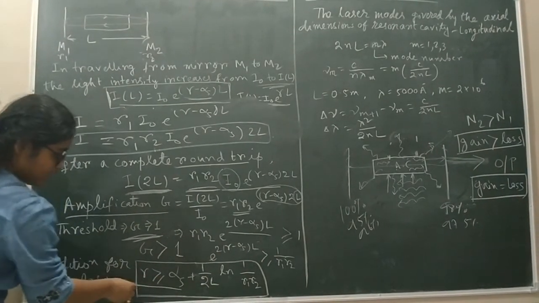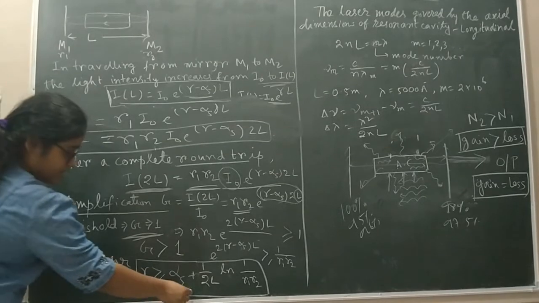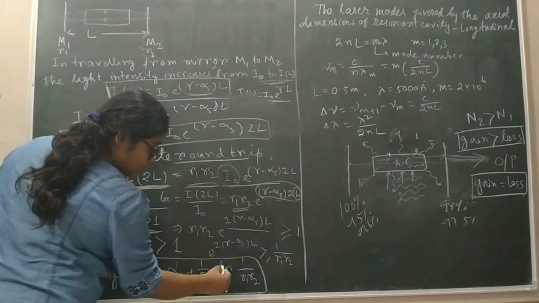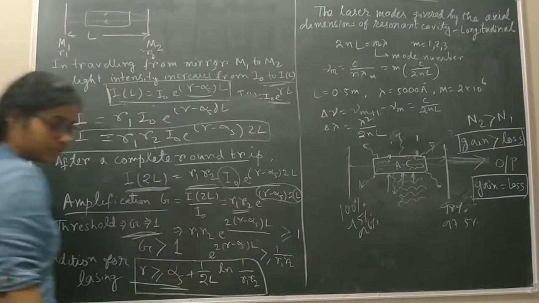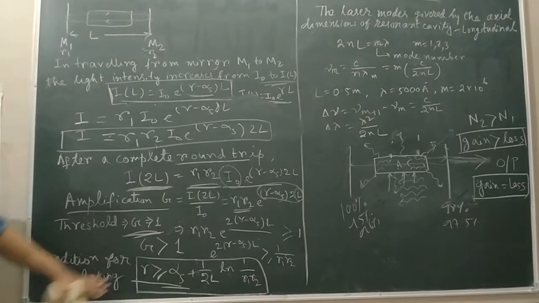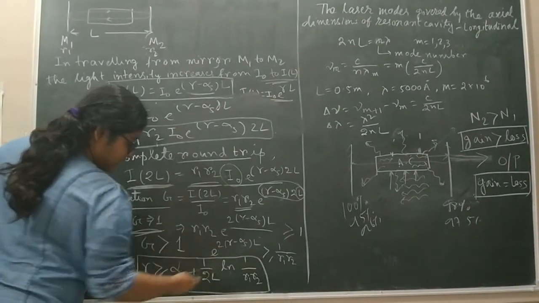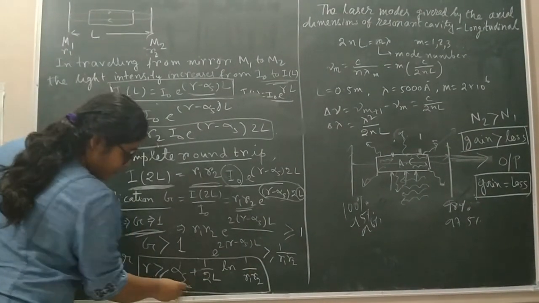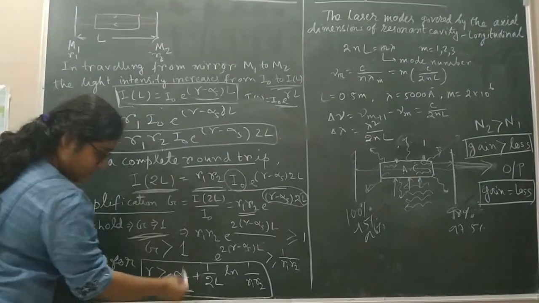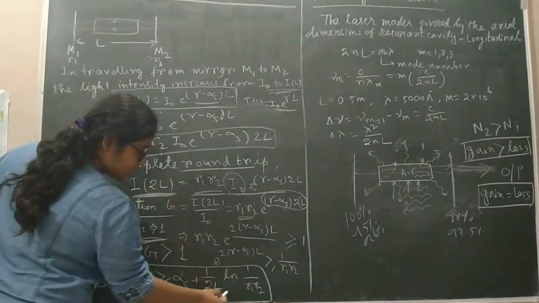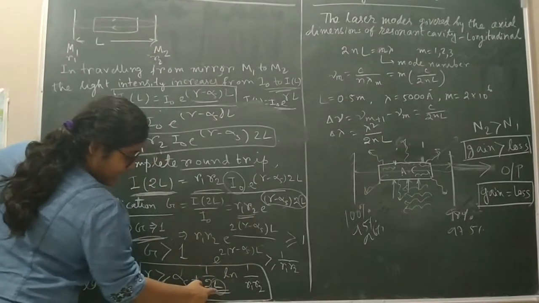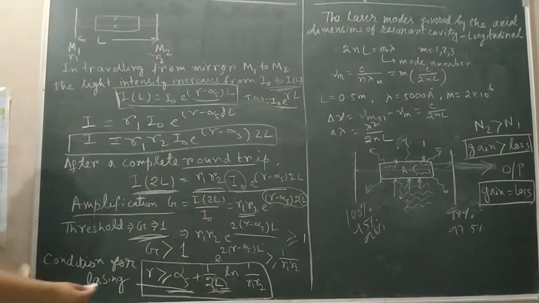So gamma should be greater than or equal to alpha s, that is this loss term, plus 1 by 2L into ln 1 by R1 R2. So this is the gain factor, which should be at least greater than this quantity, that is alpha s, which is losses due to the scattering mainly, that's why I denote it as alpha s, plus 1 by 2L ln 1 by R2.